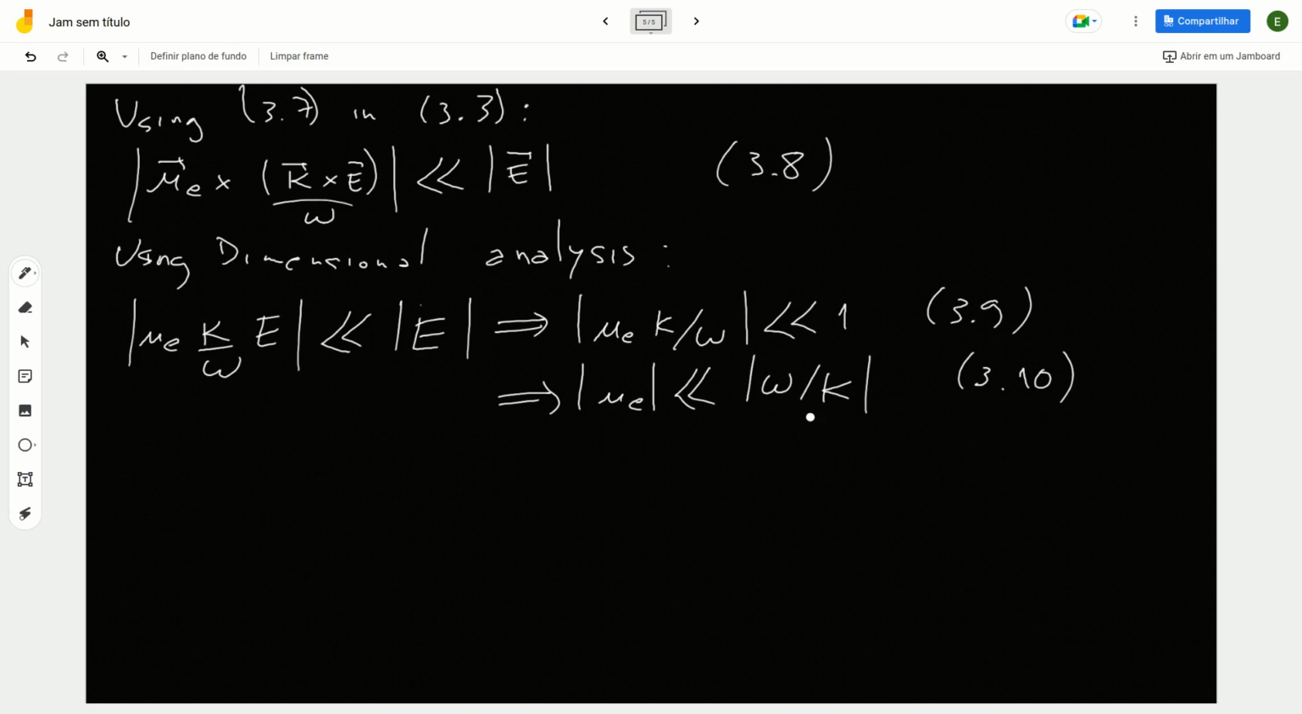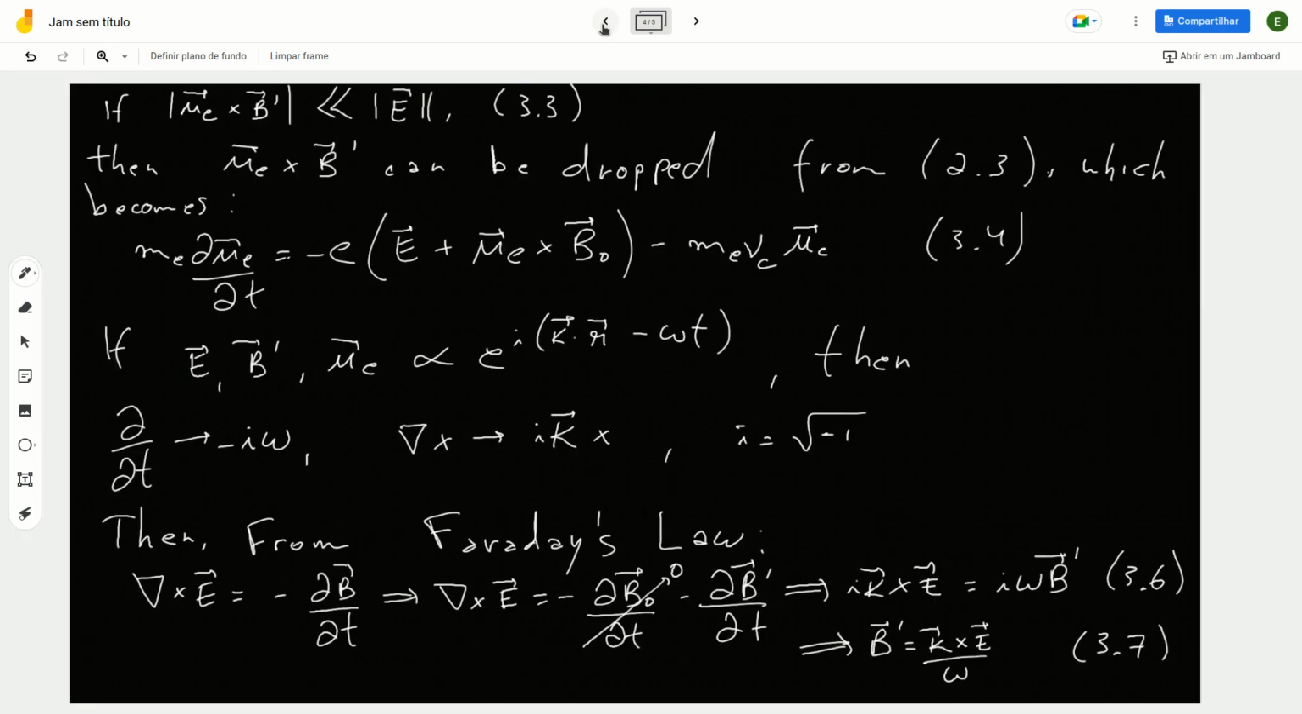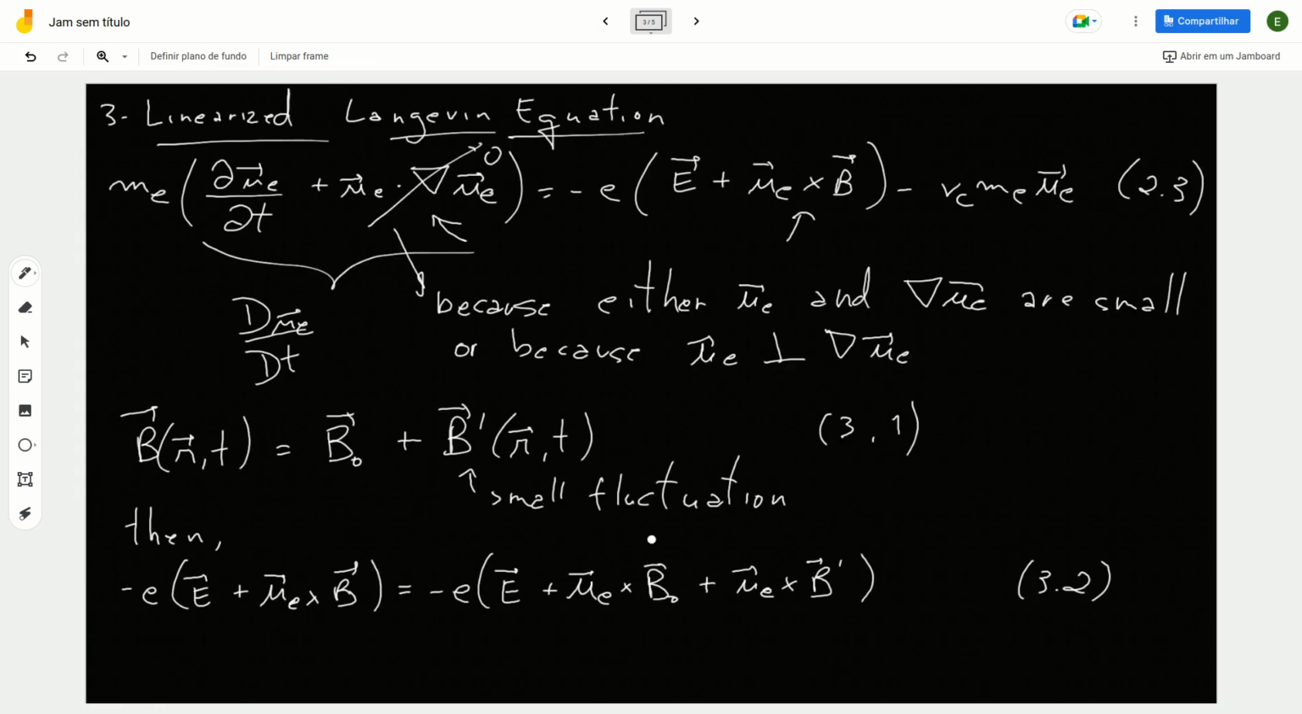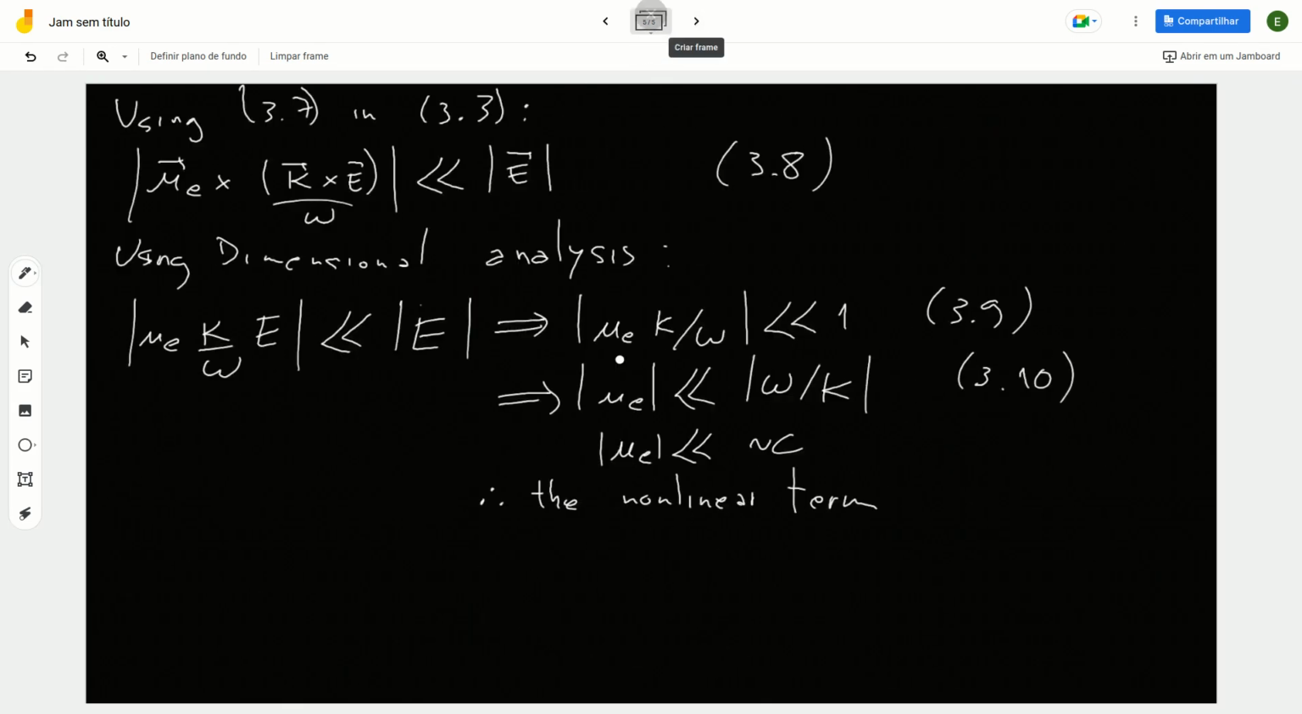Okay, so this is the relation. Since omega over k is the phase velocity, the wave phase velocity, which is usually of the order of the speed of light, and this is much smaller than the speed of light, so the nonlinear term can be dropped. What is the nonlinear term? It is this one, right? No, this one. Can be dropped.